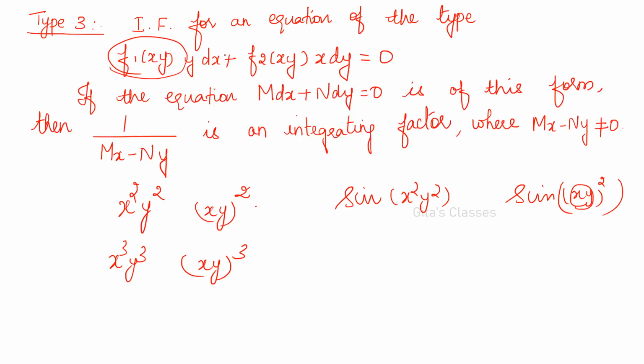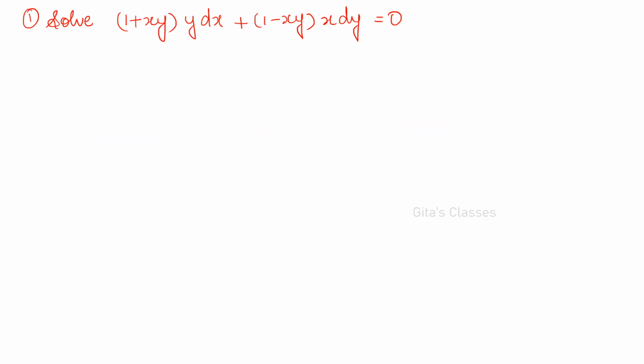Apart from this function of xy, the remaining parts must be y dx and x dy. So if the given equation is of this form, then you can find the integrating factor as 1 by Mx minus Ny. If the equation is not exact, and it is not coming under type 1 or type 2, then you have to go for type 3.